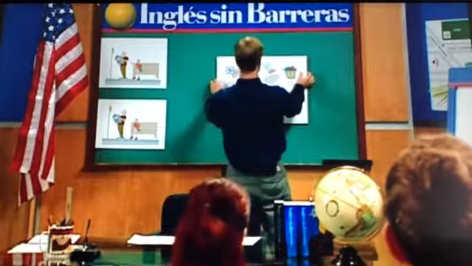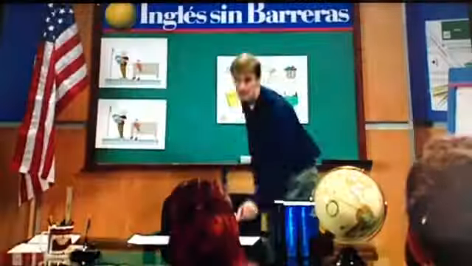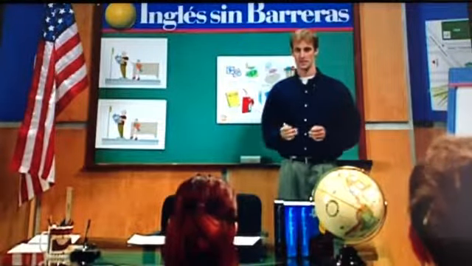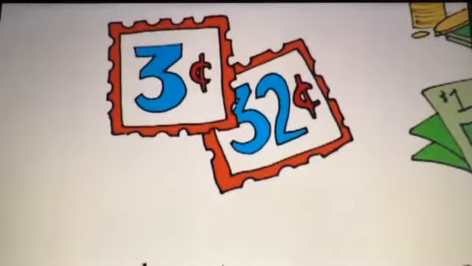Do you remember this list? Well, we're going to use it. We're going to run some errands. We don't know the neighborhood, so we'll have to ask for and give directions to each place. First, where do we have to go? The post office. Okay.